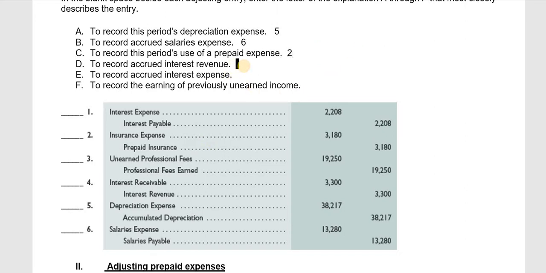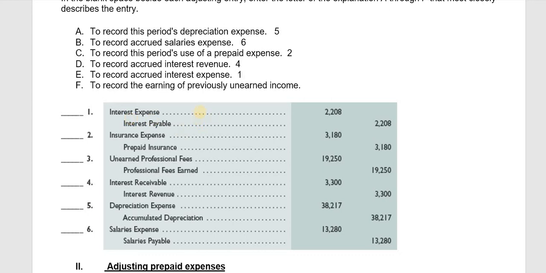Right. Letter D, to record accrued interest revenue. Accrued interest revenue. Here we go. Credit interest revenue, debit interest receivable. Number 4. Letter E, to record accrued interest expense. Interest expense. There we go. Number 1. Debit interest expense, credit interest payable.